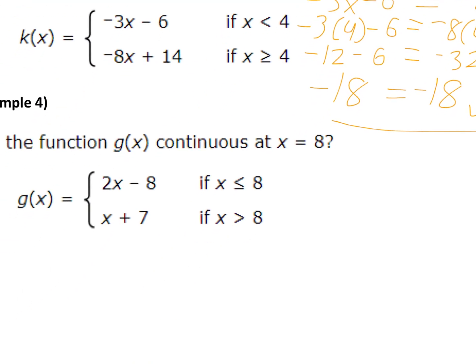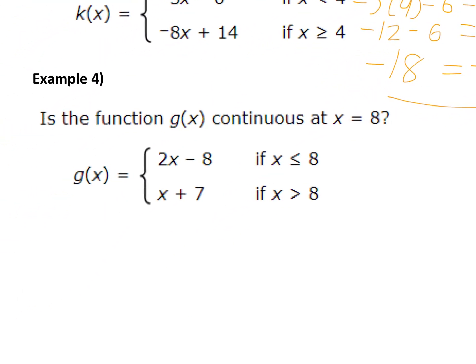All right, fourth example on this type of problem. Is the function g of x continuous at x equals 8? All right. Once more, we've got x on both sides. So let's write this out.